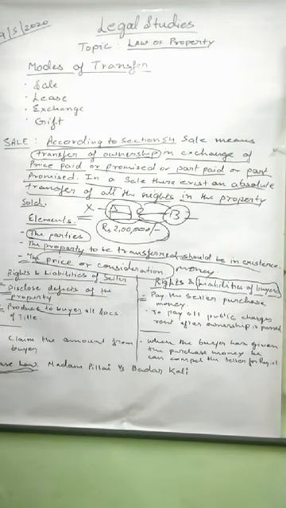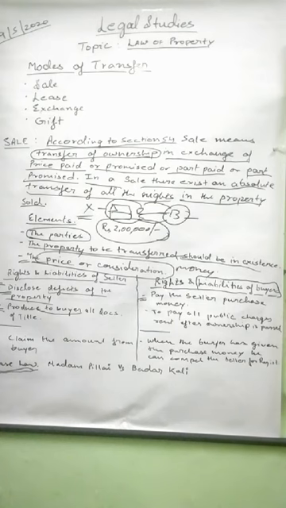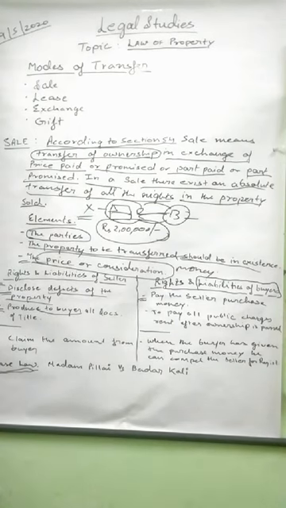In section 54, it is itself written that property which is valued under ₹100 or 100 can also be orally transferred. But any property which is more than the value of ₹100 can only be transferred through a registered deed, or you can say through a registered instrument. Hope you have all understood the present topic.